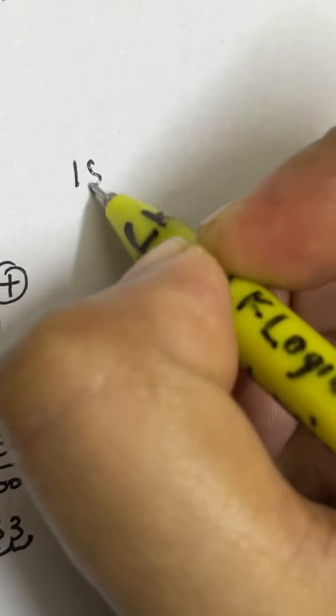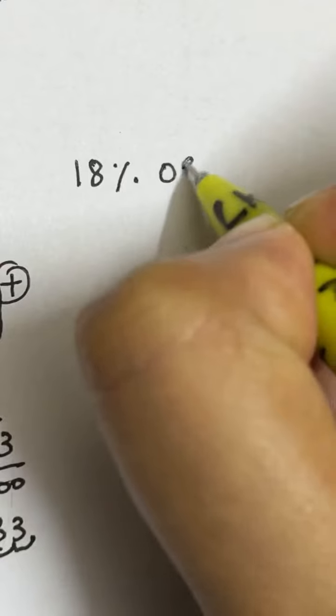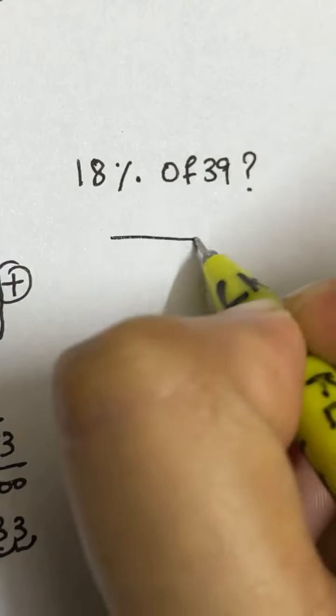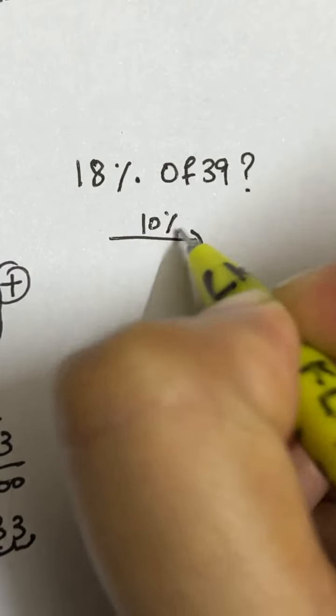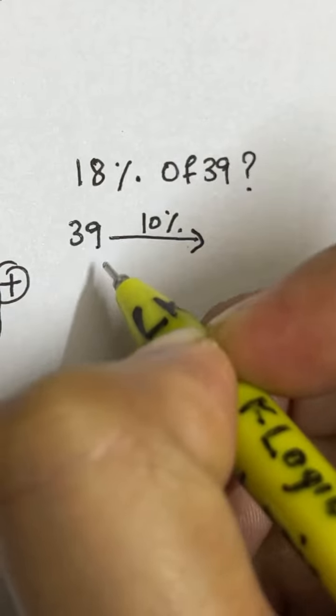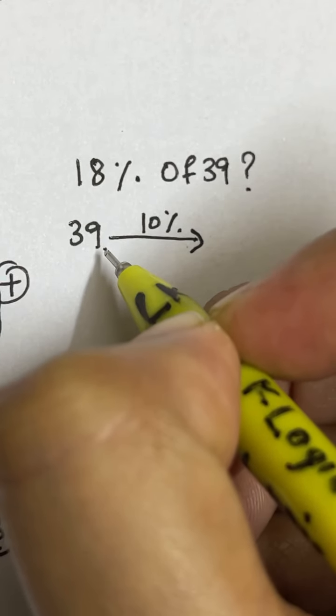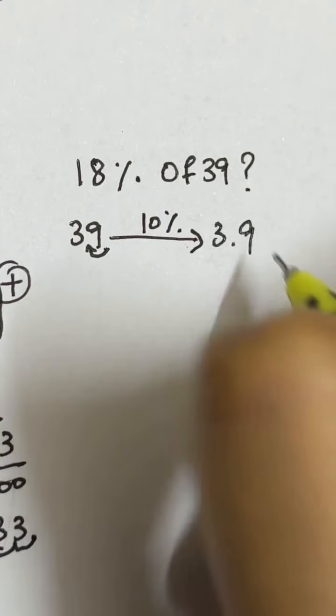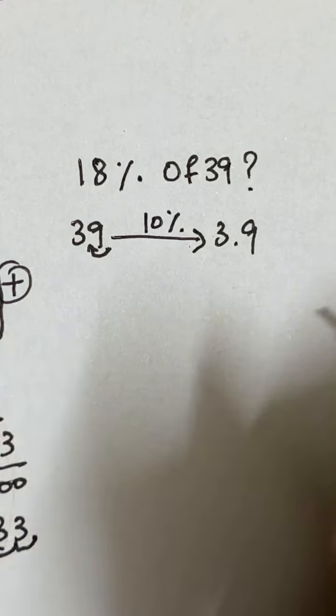So let's try out one more example on this. Let's see what is 18% of 39. So for this, again, we are going to find out 10% of 39. 10% of 39 is how much? Put the decimal towards right. Move 1 slot towards left. So that's 3.9. 10% of 39 is 3.9.